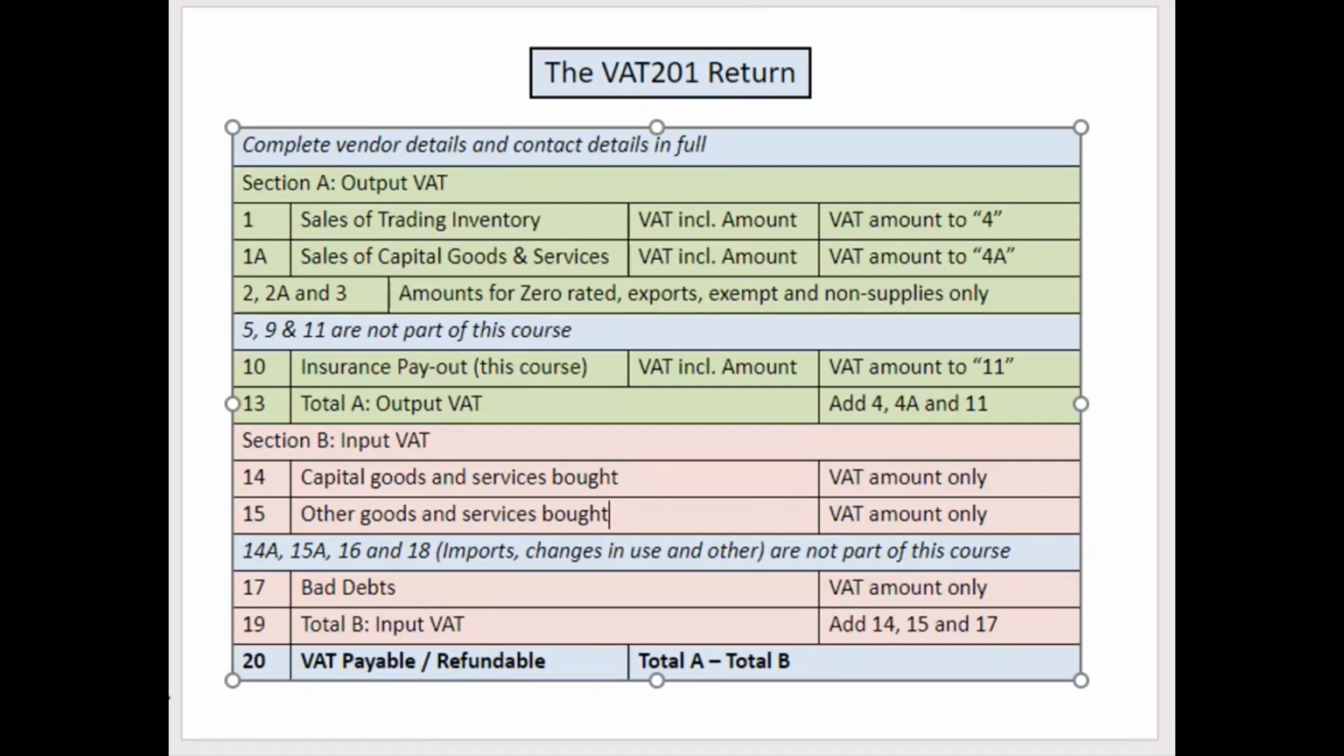Okay. Then you have 14A, 15A, 16 and 18. It's imports, change in use and other, and it is not part of the scope. Don't worry about it. Don't fill it in. 17 is bad debts, the VAT amount only. Okay. And now you can calculate your VAT input by simply adding 14, 15 and 17. Okay. And then you will have your VAT payable or refundable, where you will take the total for section A, output VAT, minus the total for section B, input VAT, and that is the total amount that you have to pay to SARS or that you can claim from SARS on a monthly basis.